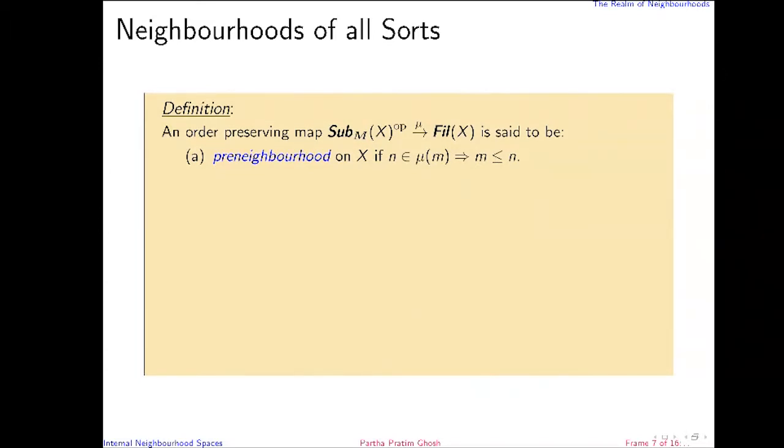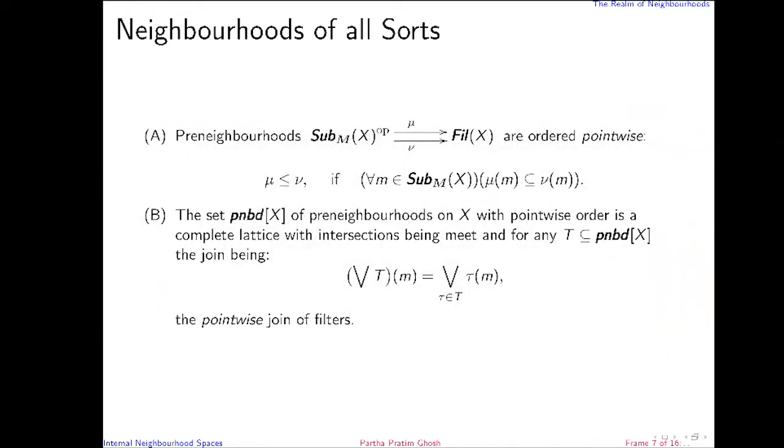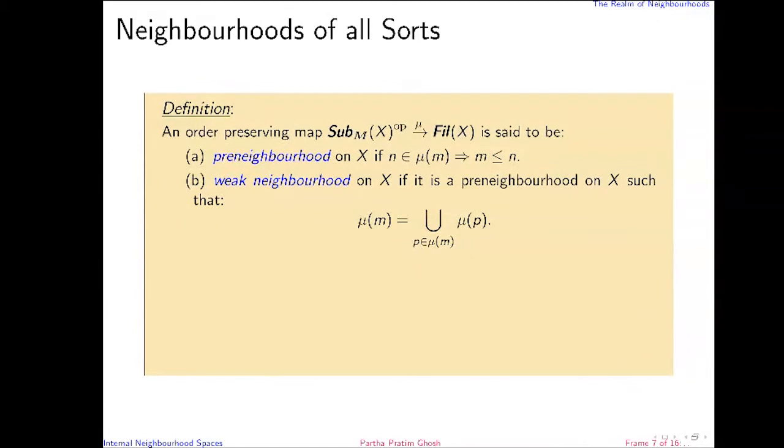So the first part is that neighborhoods must contain that set. So N is a neighborhood of M if M is smaller than or equal to N. So that's called just a pre-neighborhood. That's the first stage. Pre-neighborhoods can then be ordered pointwise, and once we order them pointwise, we see that it is a complete lattice with the obvious order of join of filters and meet of intersection of filters. So that just comes through from the lattice of filters.